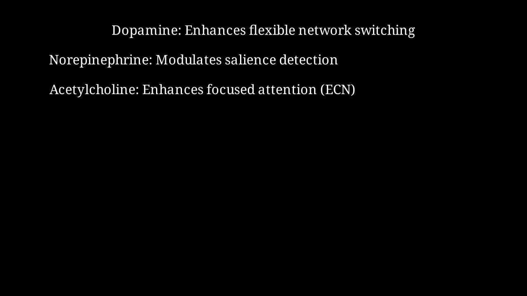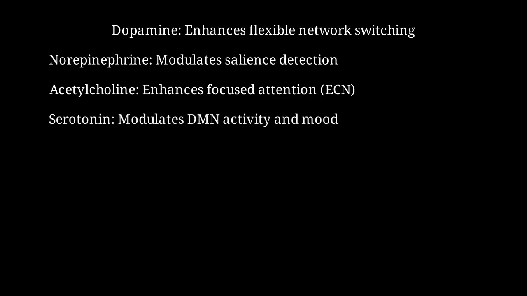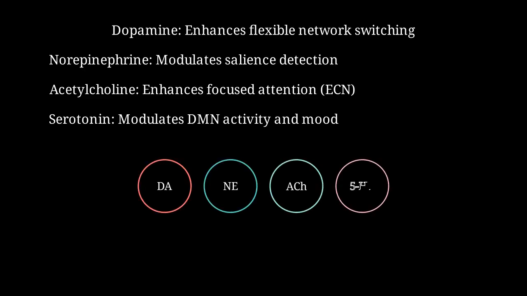Acetylcholine enhances focused attention and executive control function. It helps maintain goal-directed behavior and working memory. Serotonin modulates default mode network activity and overall mood. Balanced serotonin supports healthy mind wandering without rumination. These four neurotransmitter systems interact to modulate creative cognition. Dopamine for flexibility, norepinephrine for salience, acetylcholine for focus, serotonin for exploration. Their balanced interaction supports optimal creative function.